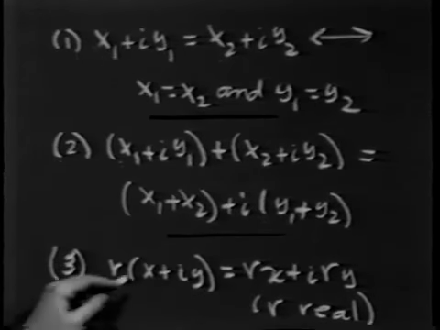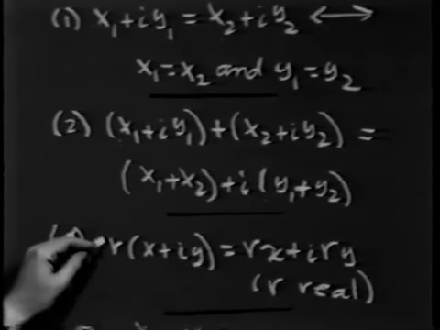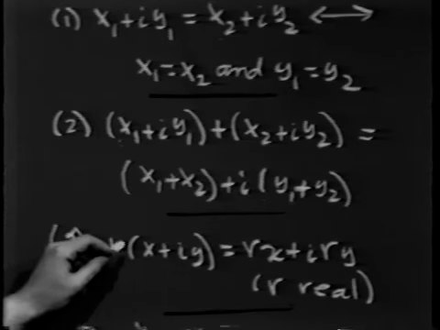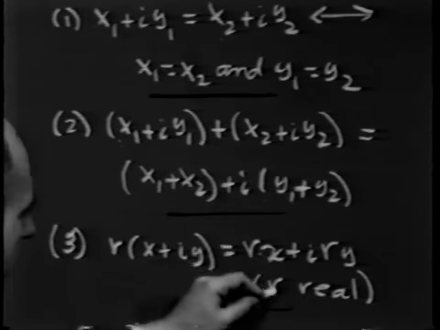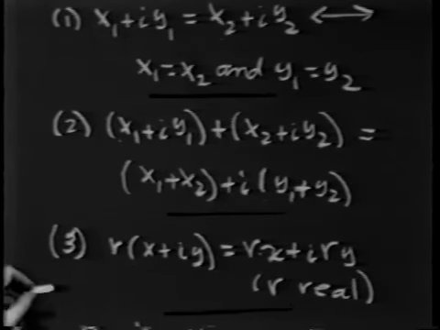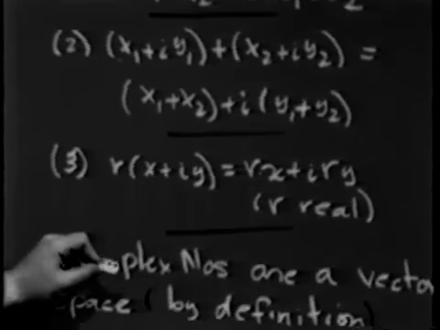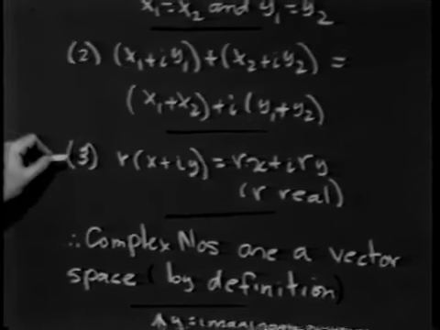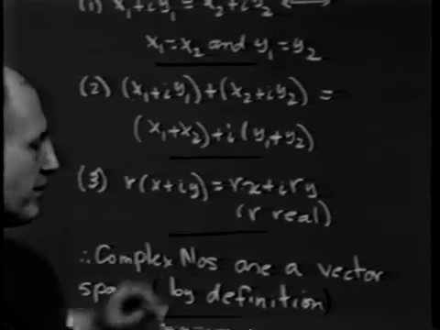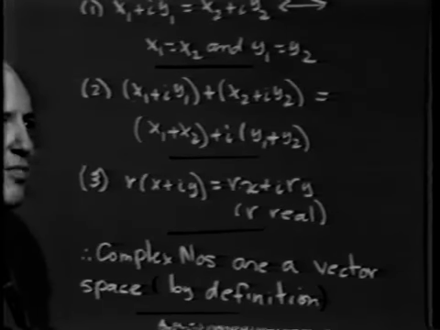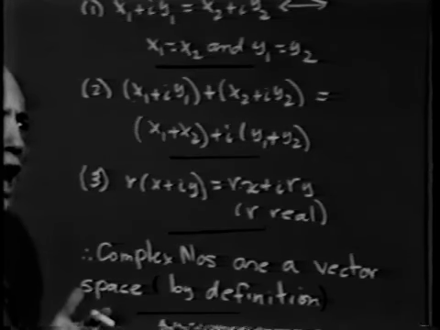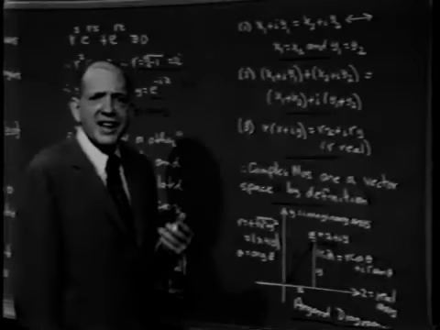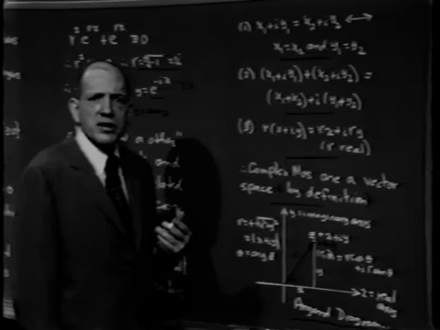And thirdly, to multiply a complex number by a real number, we multiply the real part by the given real number and the imaginary part by the given real number, which is what this third rule says. And all I want you to see from this is that by the very definition of these three structural properties, we have made the complex numbers a two-dimensional vector space. In other words, it means that we can now visualize the complex numbers geometrically in the same way that we could visualize the real numbers geometrically.